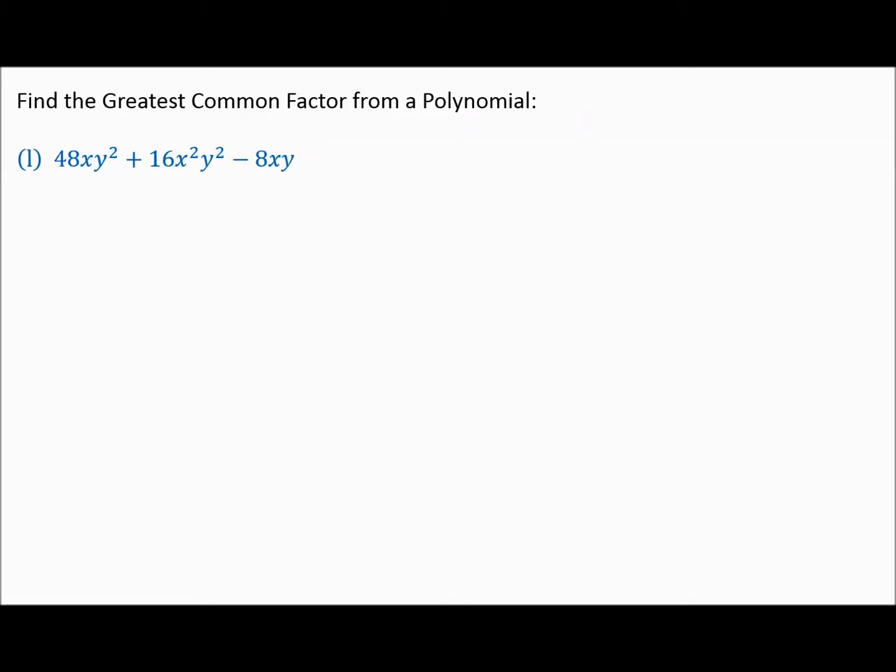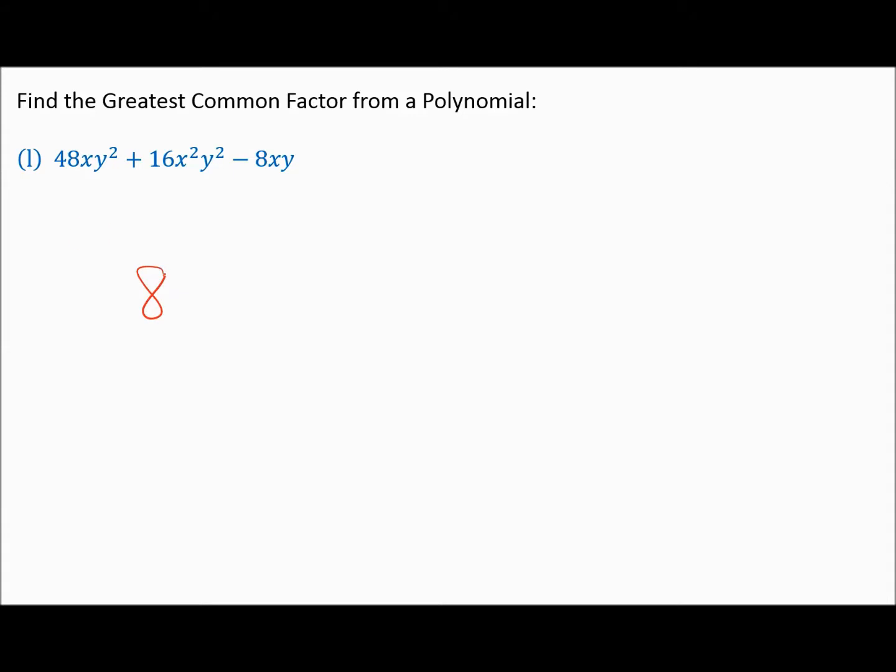Let's try one more of these greatest common factors, and then I'll show you something called factor by grouping, which uses the idea of greatest common factor. So this time we have 3 terms. I'm going to look at just the numerical part of the coefficient. I got a 48, a 16, and an 8. I know 2 goes in all of them, but so does 4. But actually 8 divides into all of those. So when I pull out my 8, that's going to be one of my greatest common factors.